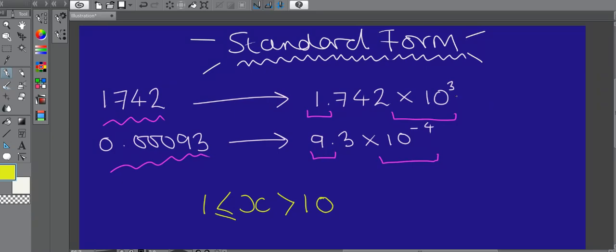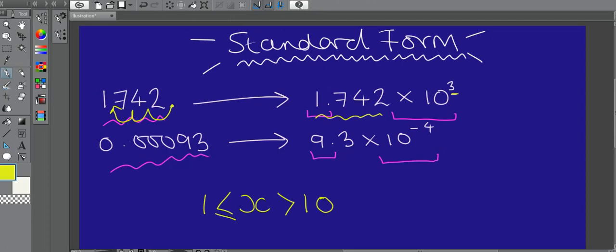The next thing is looking at this number here, because whatever number we have here, we always follow with the times 10. It's just a case of determining what number goes here. So this number actually tells us the direction we've moved the decimal point and how many places. So I'll show you what I mean. For this number, 1742, our decimal point belongs here. However, to put it into standard form, that decimal point needs to move 1, 2, 3 places to the left. So that's where my 3 came from. And it's a positive value because we've moved it to the left.